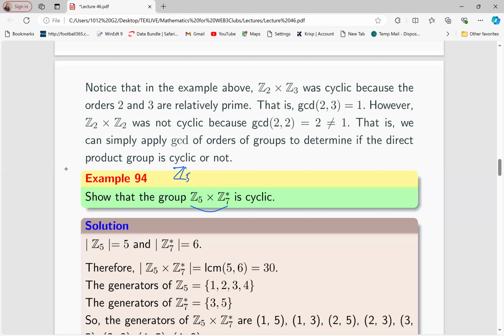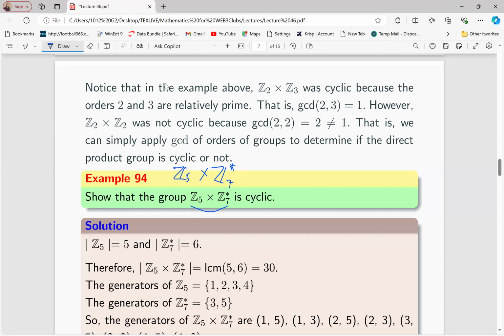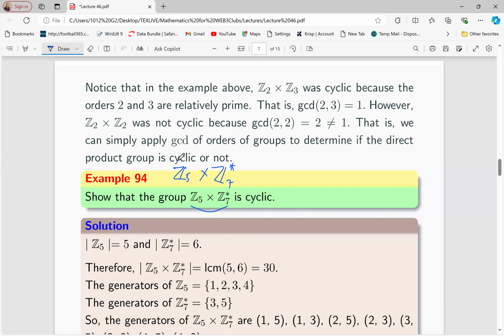And of course, yes, Eugene, I can see your hand is up. Yes, I have a question. You could simply tell that the group was cyclic just by checking the order of the groups. So why did you have to find the generator?